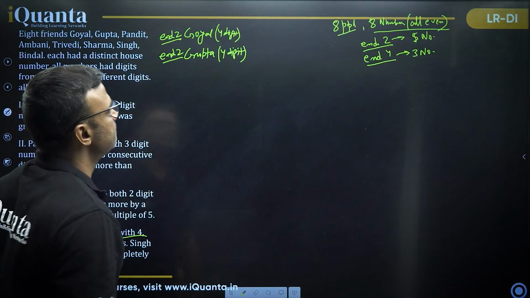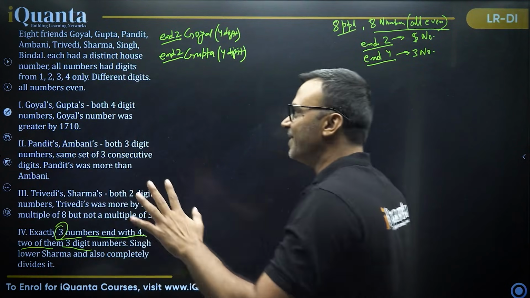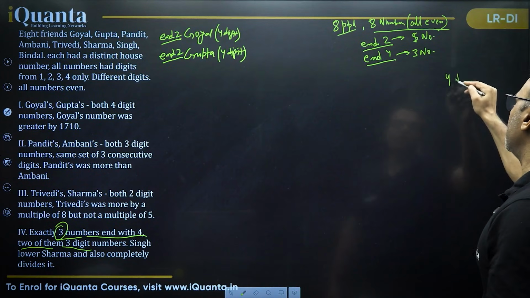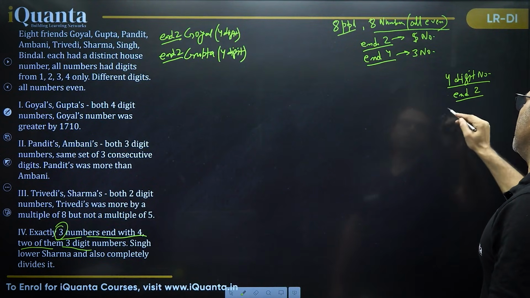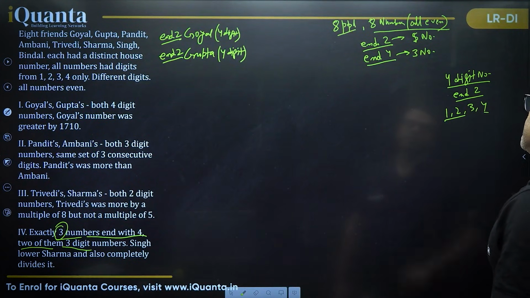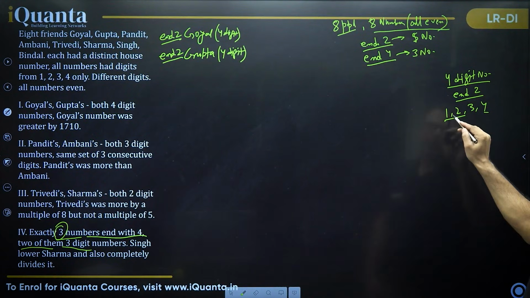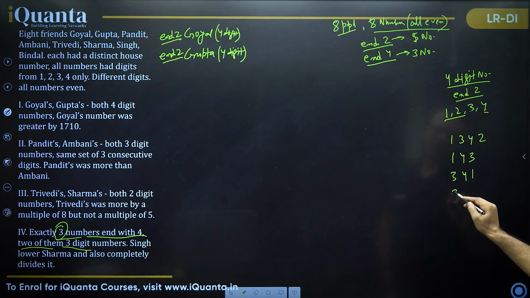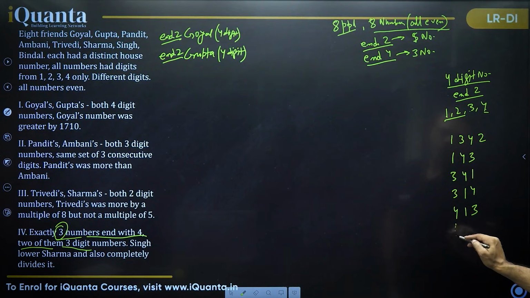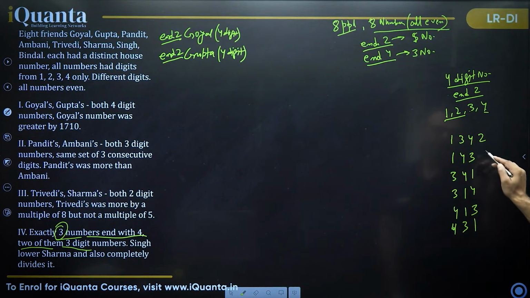Now work on this. Do you understand what has happened now? You work for 4-digit numbers ending in 2, made up of 1, 2, 3, 4. So I put 2 in the end. Then 1, 3, 4 can be arranged as 1, 3, 4; 1, 4, 3; 3, 4, 1; 3, 1, 4; 4, 1, 3; and 4, 3, 1. In the end, we have 2 in all of them.